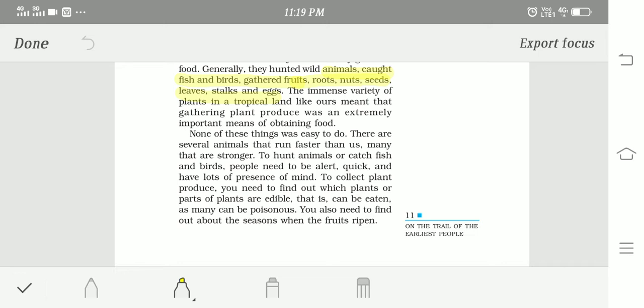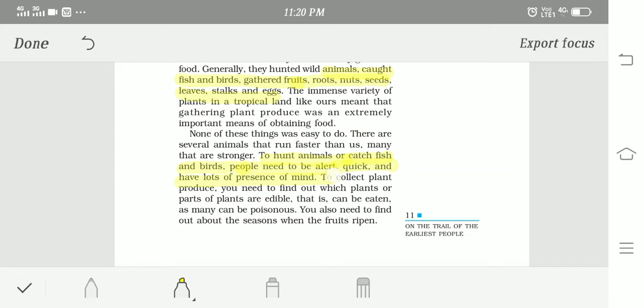As you can see in the second para, to hunt animals or catch fish and birds, the people need to be alert. After all, focus is required to capture animals. Then they need to be quick and have a lot of presence of mind. Presence of mind is very important, because if they do not have that, they can also get hunted very easily.